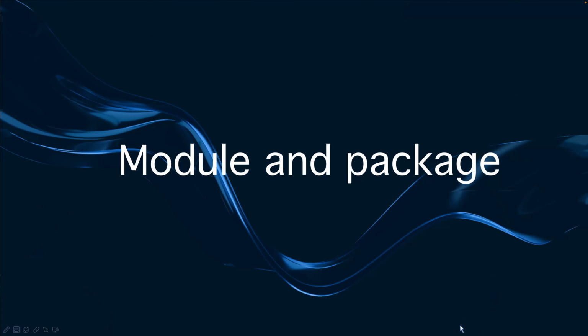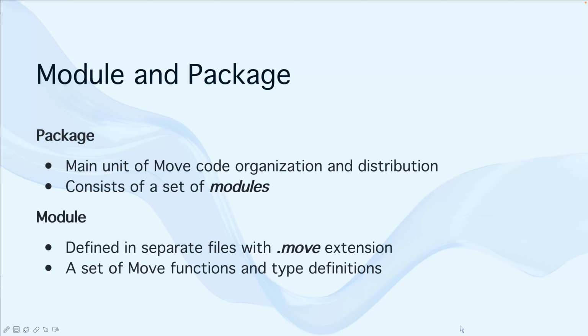They describe how Move code is organized and what the project structure looks like. The main unit of Move code organization is a package. A package consists of a set of modules defined in separate files with a .move extension. These files include Move functions and type definitions. If you're familiar with the Java language, then you'll notice that the modules and packages in Move are pretty similar to the ones in Java.